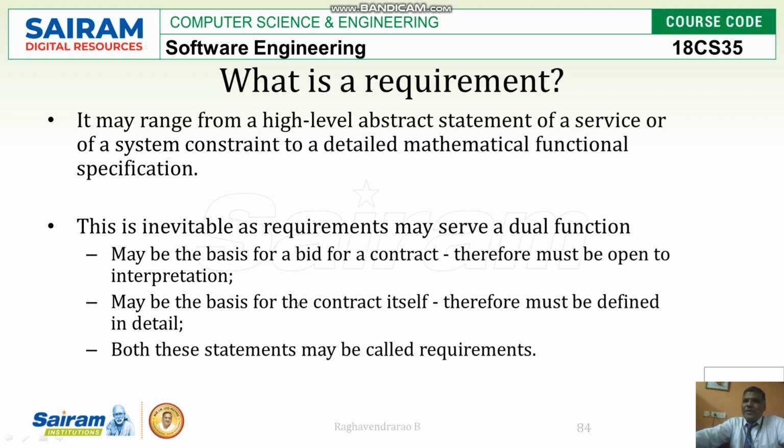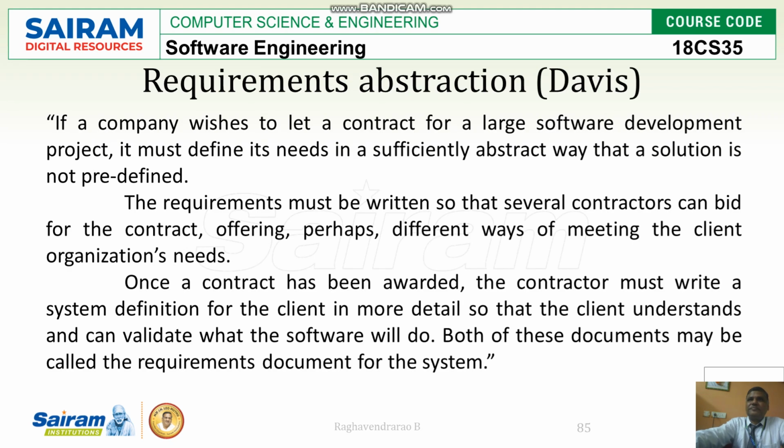There will be open interactions, specifications and all these things. Then the contract itself is defined totally. These things are required, so both are required. They are the requirements for the engineering concepts for the product. Davis is going to say in his way, this is requirements as an abstraction.